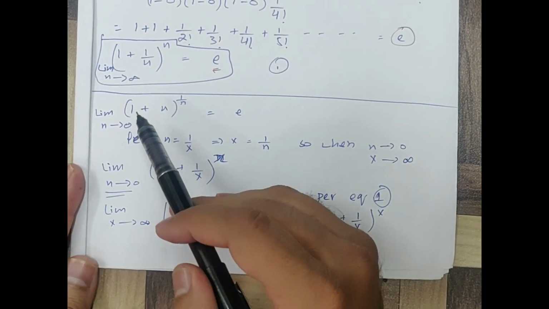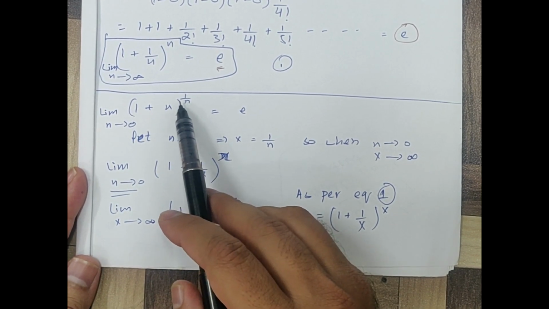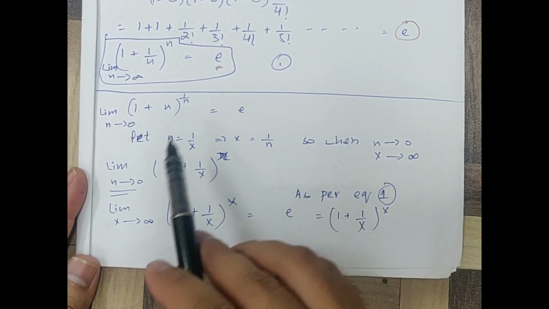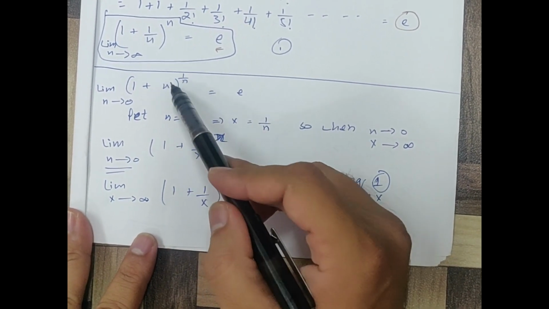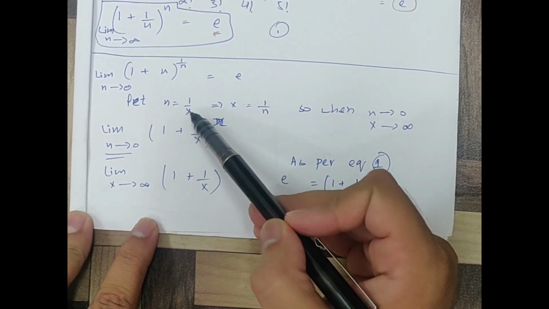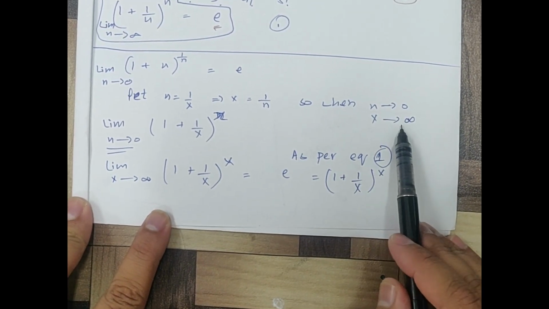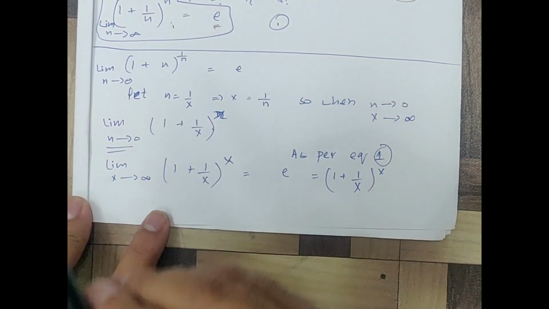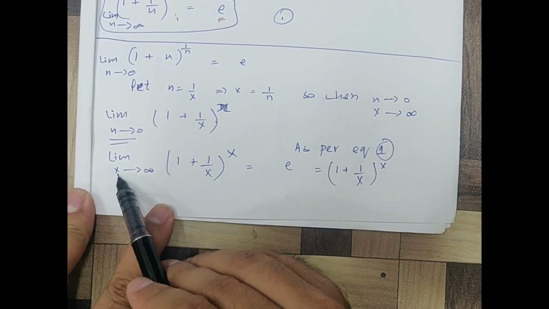Now we will prove that (1 + n) raised to the power 1/n, when the limit as n tends to 0, is equal to e. So what I have done here is I simply substituted, I took the reciprocal of this. Let n equal 1/x and x equal 1/n. So when n tends to 0, x tends to infinity. So I've replaced n with 1/x. So it becomes exactly like this expression, and the limit as n tends to 0 becomes x tends to infinity.